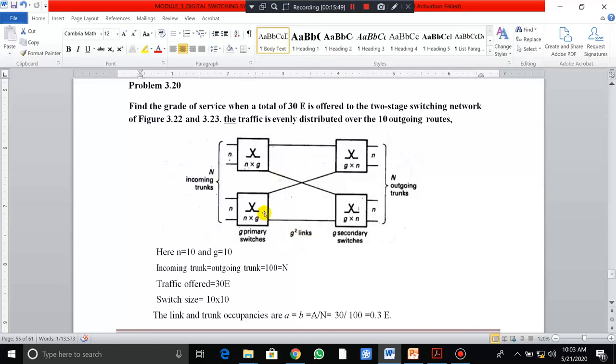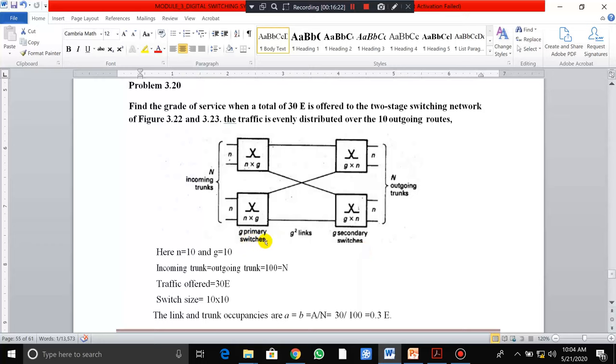So this is another problem. Find the grade of service when a total of 30 Erlangs is offered to a two-stage switching network as shown in the diagram. The traffic is evenly distributed over 10 outgoing routes. Therefore, these are the incoming trunks and these are the outgoing trunks, which is given by n cross g. For outgoing trunks, this will be g cross n.